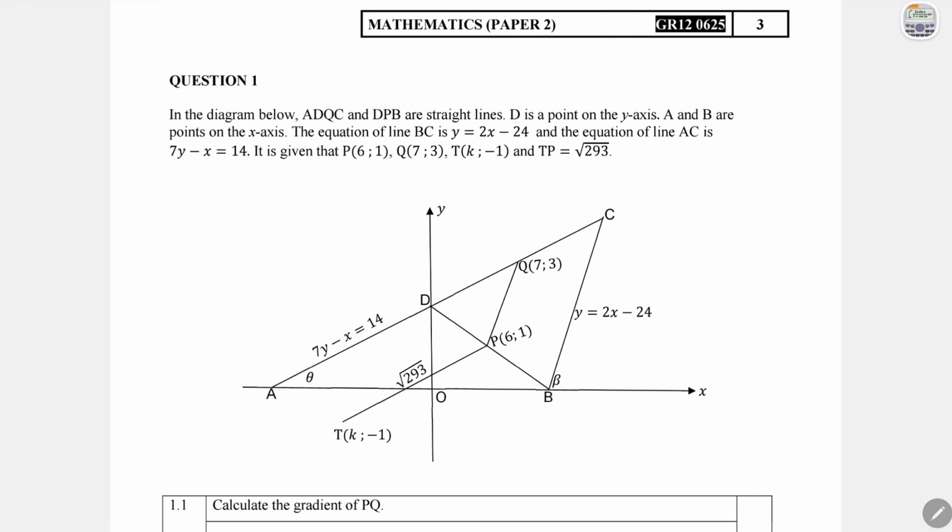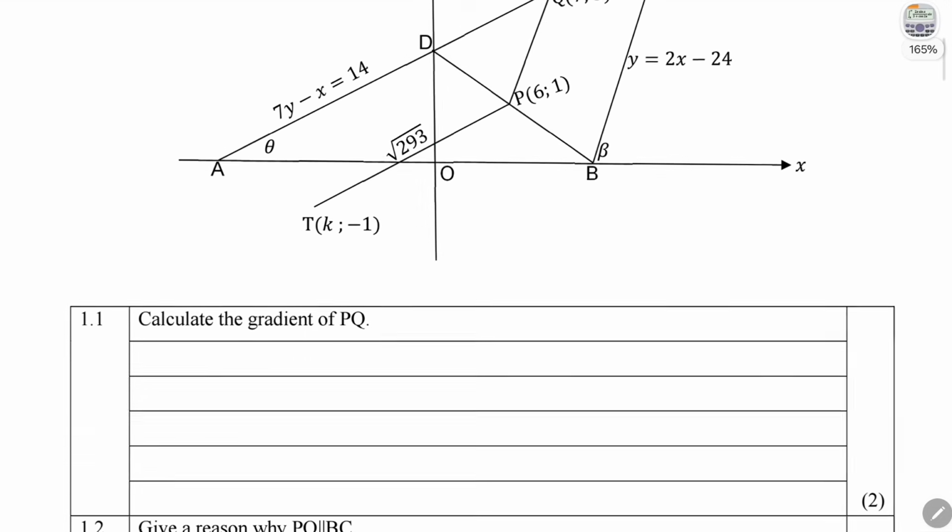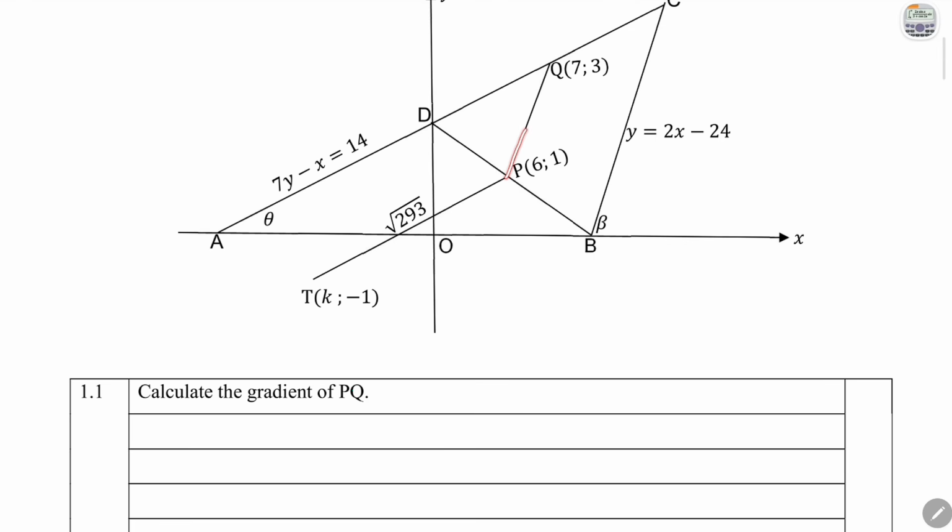And then they tell us that it is given that P is (6; 1), Q is (7; 3), T is (k; -1), and TP is the square root of 293. Okay, so that's the length of that line. And the first question is to calculate the gradient of line PQ.